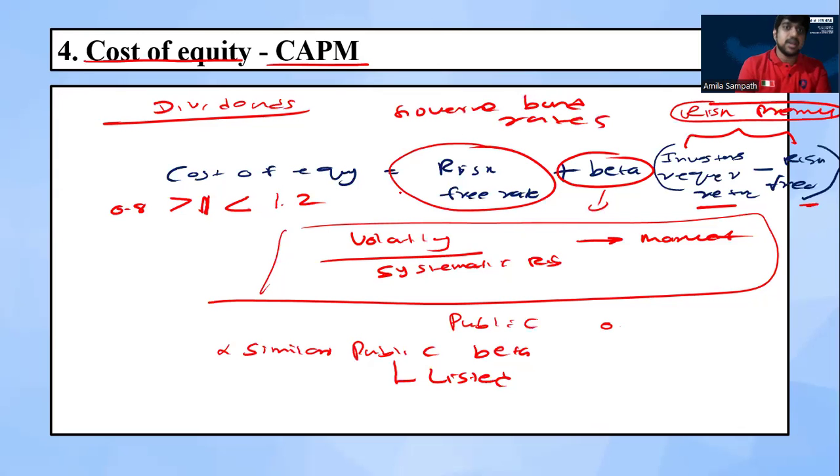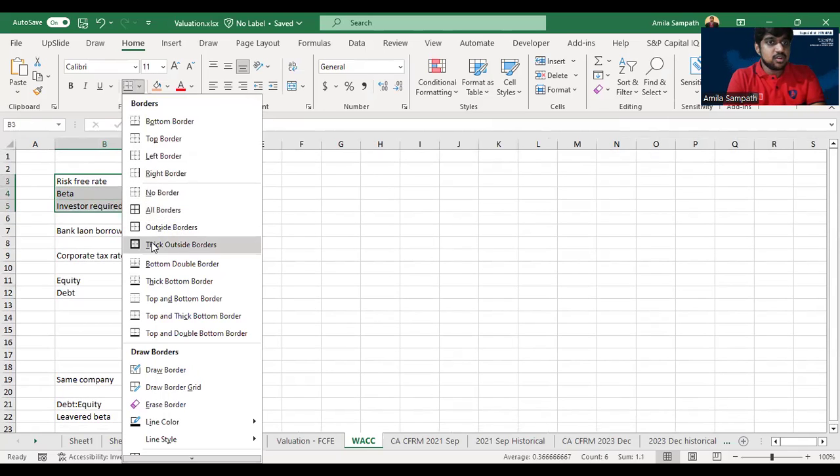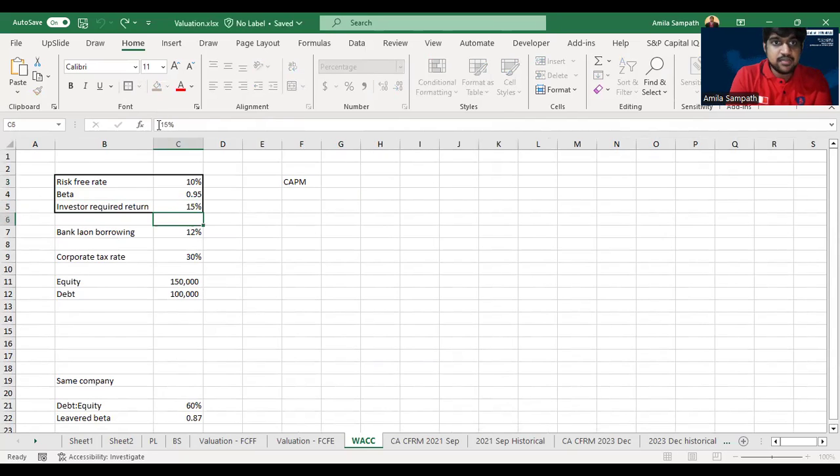That's the theoretical background. Then, using my hypothetical example, first let's see the calculation of the beta factor based on the given details. As I told you, what's the formula we can use to calculate the cost of equity using the CAPM model? First we need the risk-free rate, then risk-free rate plus beta multiplied by the investor required return minus risk-free rate.